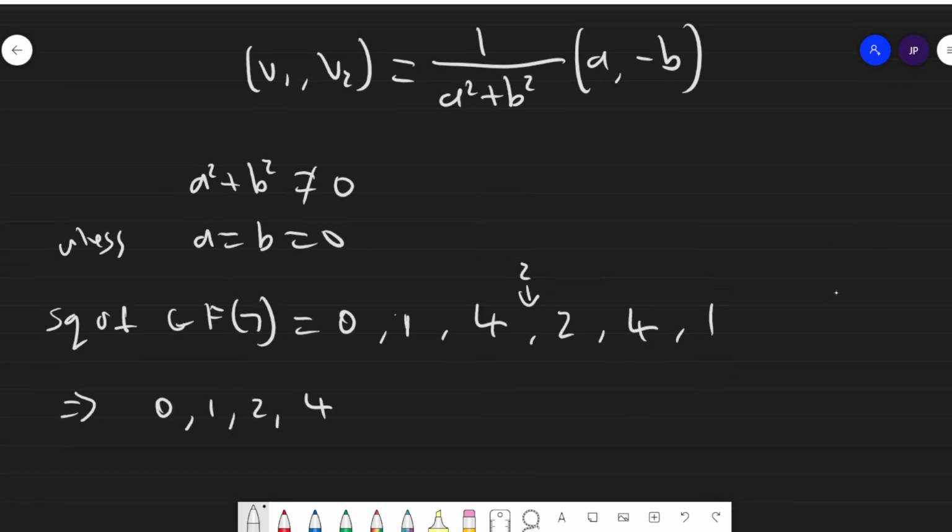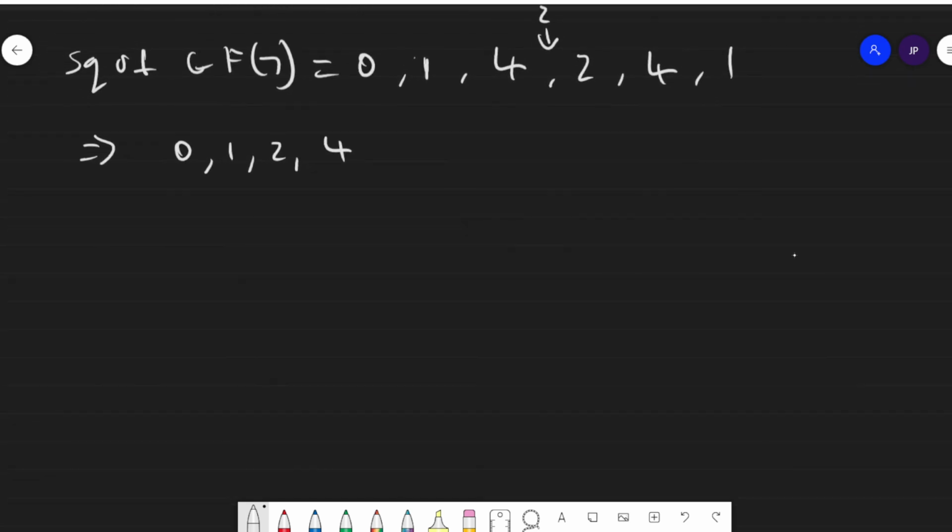And interestingly, for all these squares, the sum of any two of them, even if they're not distinct, so I can add 1 and 4, 2 and 4, 1 and 2, 1 and 0, I will never get 0. So it means that none of the squares of Galois field 7 will give me this, unless, as we said, A equals B equals 0.